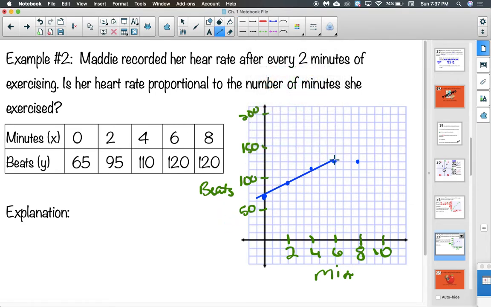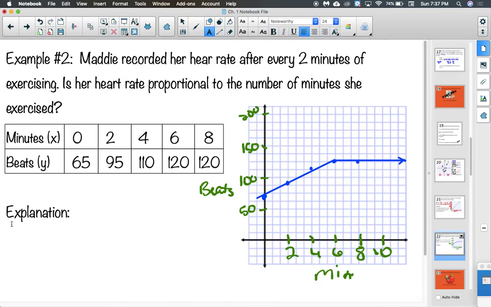So here's pretty much what our graph looks like. If you take a look at that graph, you can see that, first of all, it's not passing through the origin. Second of all, it's not a linear graph. So we are not meeting any of the criteria here for this to be a proportional relationship.